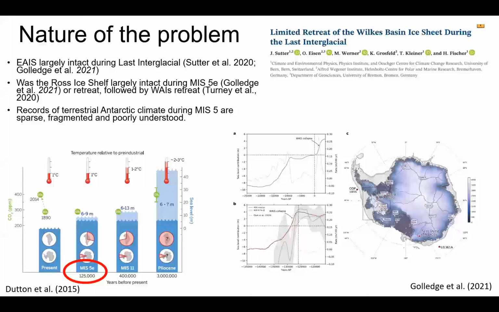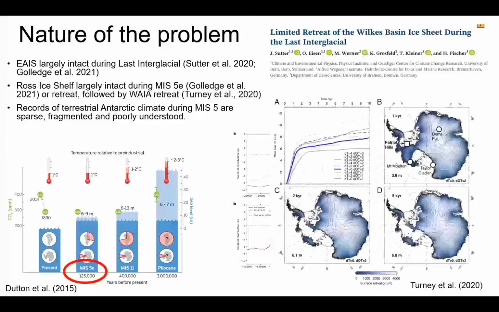So the nature of the problem: a lot of the research suggests that East Antarctica was largely intact during the last interglacial, and there was perhaps a small amount of lowering in the Wilkes Basin, but no retreat. But one of the big questions is whether or not the Ross Ice Shelf was intact as modeled by Gollage and others, or in fact there was retreat followed by the West Antarctic Ice Sheet retreating after the Ross Ice Shelf.